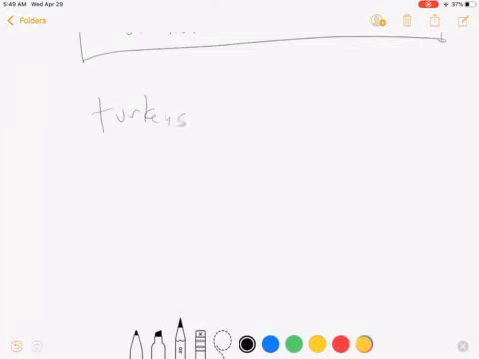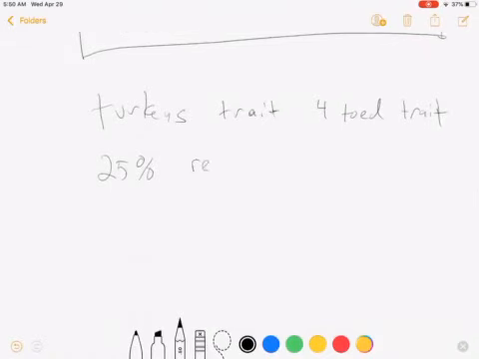So we're going to do an example problem here. We'll go over how to do it as we talk through it. We'll say in turkeys, we'll have a trait for, I don't know, what do we have a trait for? We'll just say 4 toes. We'll say that trait is found in 25% of the population. Okay, we're going to say that's a recessive trait.